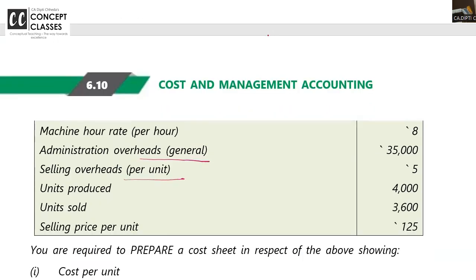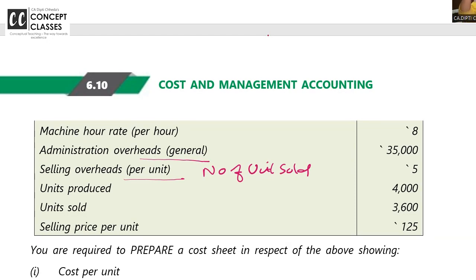Selling overhead, whenever they give it per unit, multiply by the number of units sold. But for production, the units produced are given. Your factory expense and your administrative overhead related to the factory are all incurred per unit produced. So multiply the number of units produced by the factory overhead per unit, and the admin overhead per unit. Selling overhead is for the number of units sold.